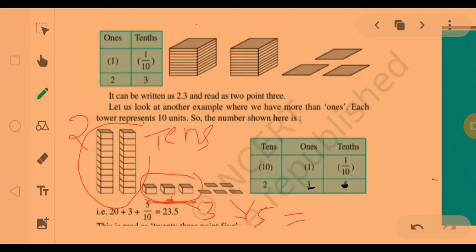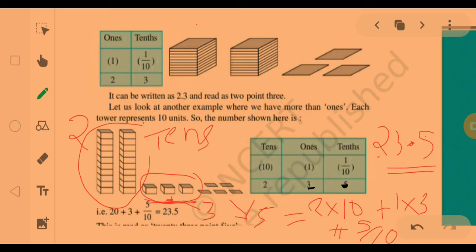So we write this number as 2 tens, which is 2 into 10, so 20, plus 3 ones, so 1 times 3, and 5 tenths. 5 tenths you can write as 5 upon 10. In total, 20 plus 3 is 23, so the whole number side is 23. And 5 tenths we write as .5. So 23.5 is the numerical representation of this figure.